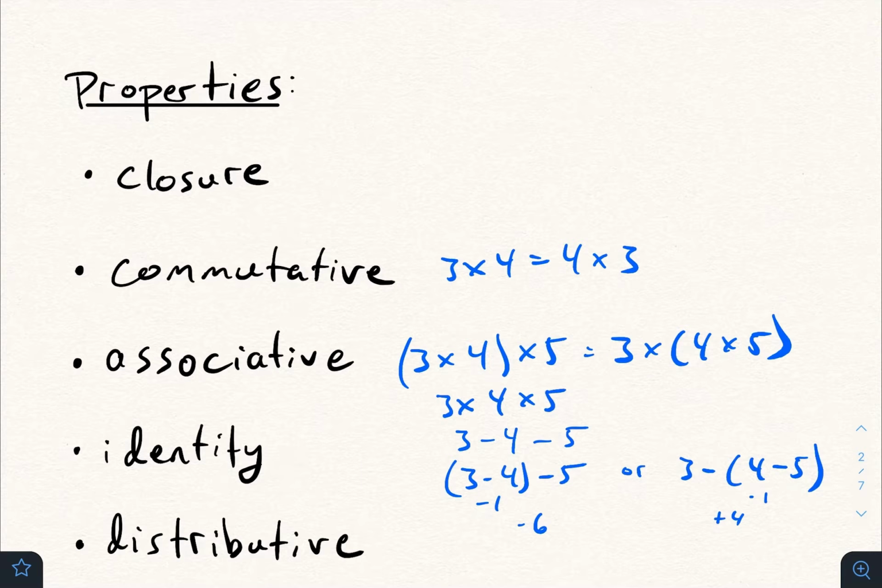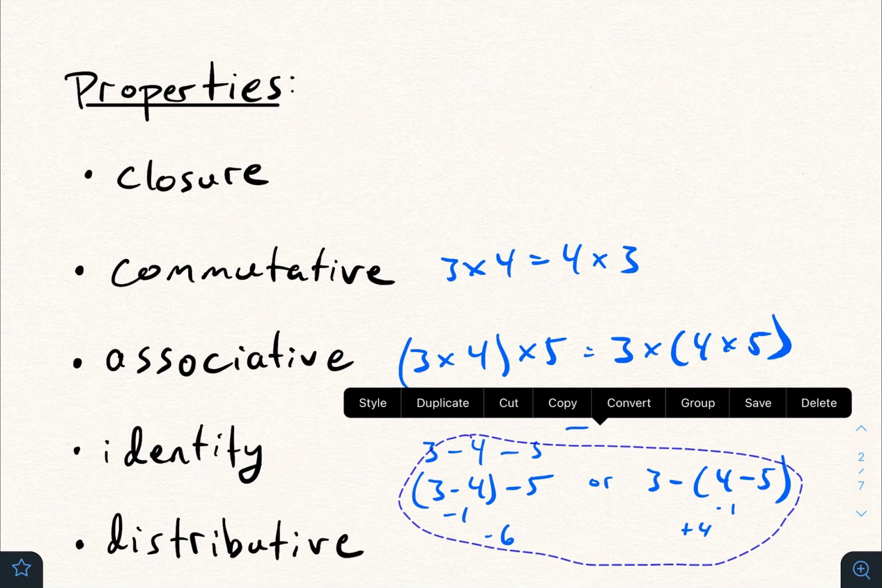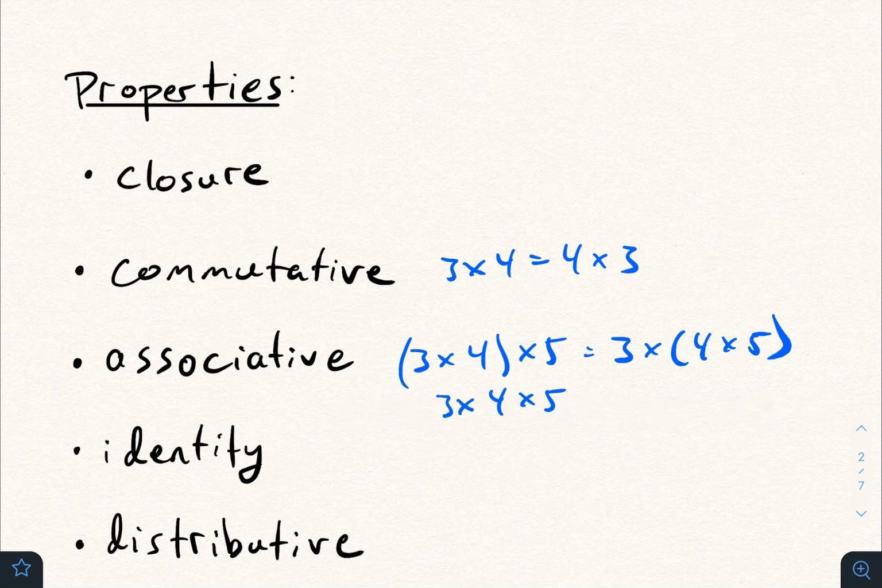And so parentheses are important for things other than multiplication, but with multiplication, order doesn't matter.